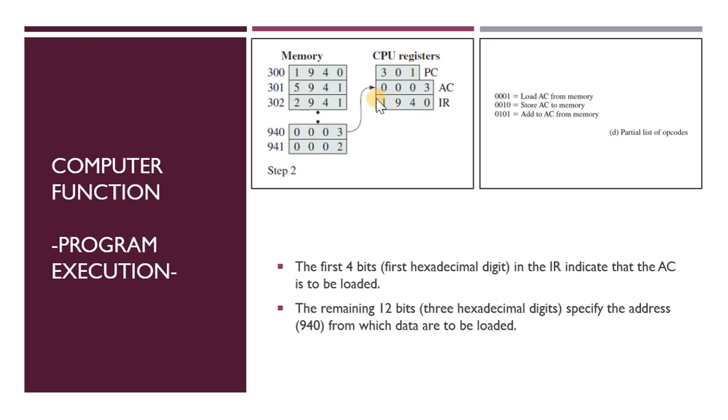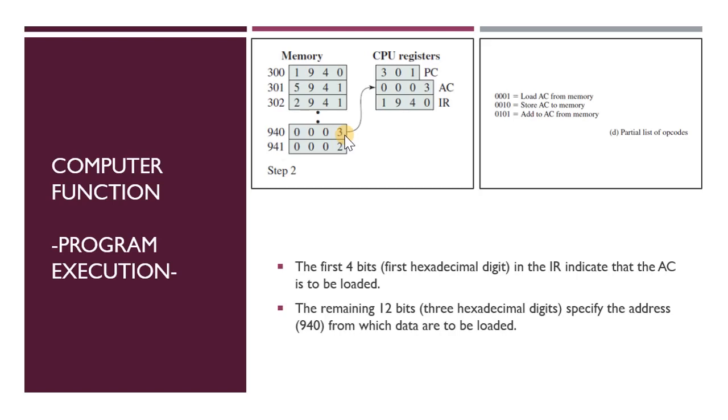So the opcode is 1. 1 is equivalent to 0001. The instruction is to load the accumulator from memory. So the value should be loaded to the accumulator based on the value with memory address 940. Here the processor will find the memory address first. So the memory address is 940. Inside 940, it contains data which is 0003.